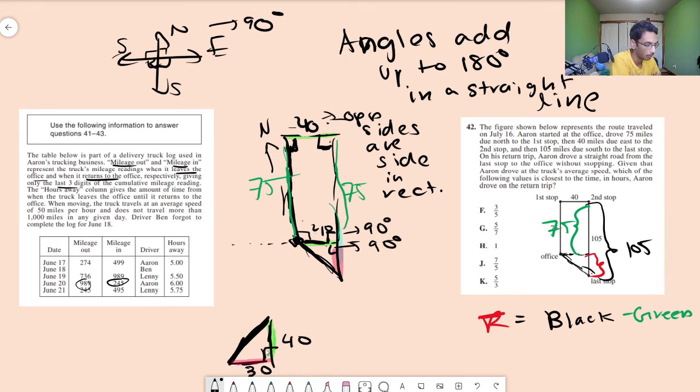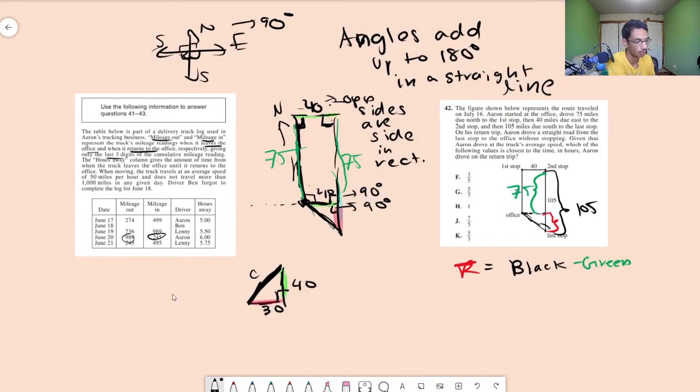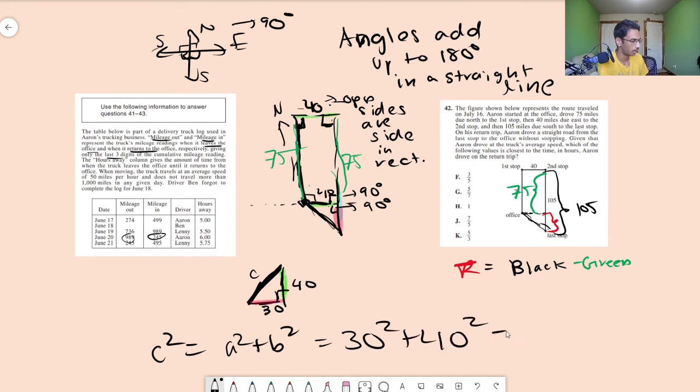Now we have a right triangle, and with the Pythagorean theorem we can call this C and figure out that side. C squared is equal to A squared plus B squared. C is our hypotenuse, and A and B are our sides, so that's 30 squared plus 40 squared. If you do the math, that's 2500. So if C squared is equal to 2500, then C is equal to 50. So the distance he has traveled is 50. We can put this in our diagram right here.